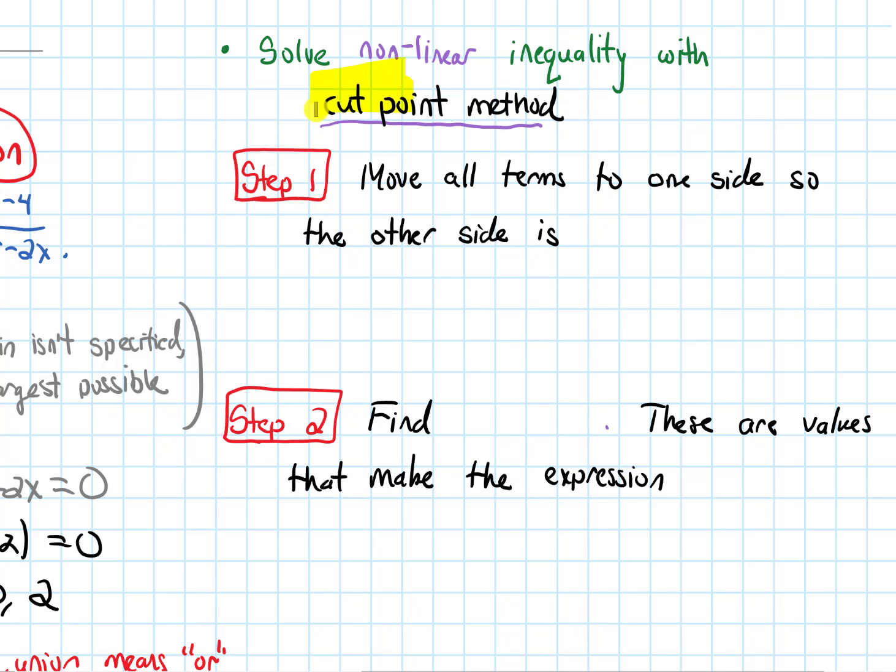Okay, and I'm going to highlight this. So the cut point method. I'm going to break this down into steps. The first step is move all the terms to one side in our inequality so that the other side is 0. And if we look at our inequality, it's x squared minus 4 over x squared minus 2x is greater than or equal to 0, which means all the terms are already on one side. The other side is already 0, which means this step is already done. So that's kind of nice.